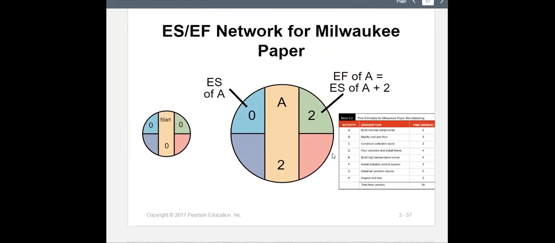activity A. So what I did, I copied the table of activities to the right-hand side of each slide. So you can see A, building internal components. It takes 2 weeks. So where did this 2 come from? From the table. The table is showing that it takes 2 weeks for us to complete task A. So starting point, we can start it at the beginning because it's the first task to be completed. So it takes 2 weeks. After 2 weeks, what's the earliest you can finish it? 0 plus 2 is 2.